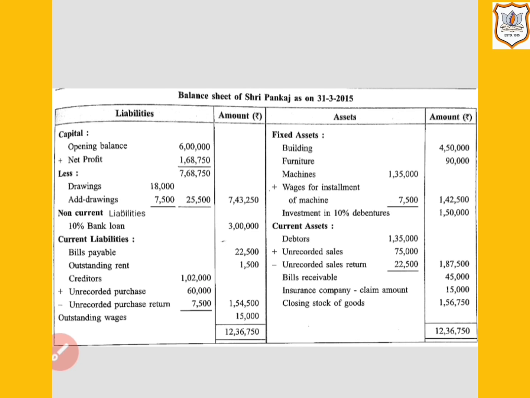So let us see. Here in the balance sheet, on the liability side, we will add net profit to capital. Here it is 1,68,750. Now, by adding net profit and deducting drawings, we will get the final amount of capital, that is 7,43,250, which will be written in the outer column. Now, finally, your balance sheet will get tallied by rupees 12,36,750. So in this way, we have to show the effects of adjustments.